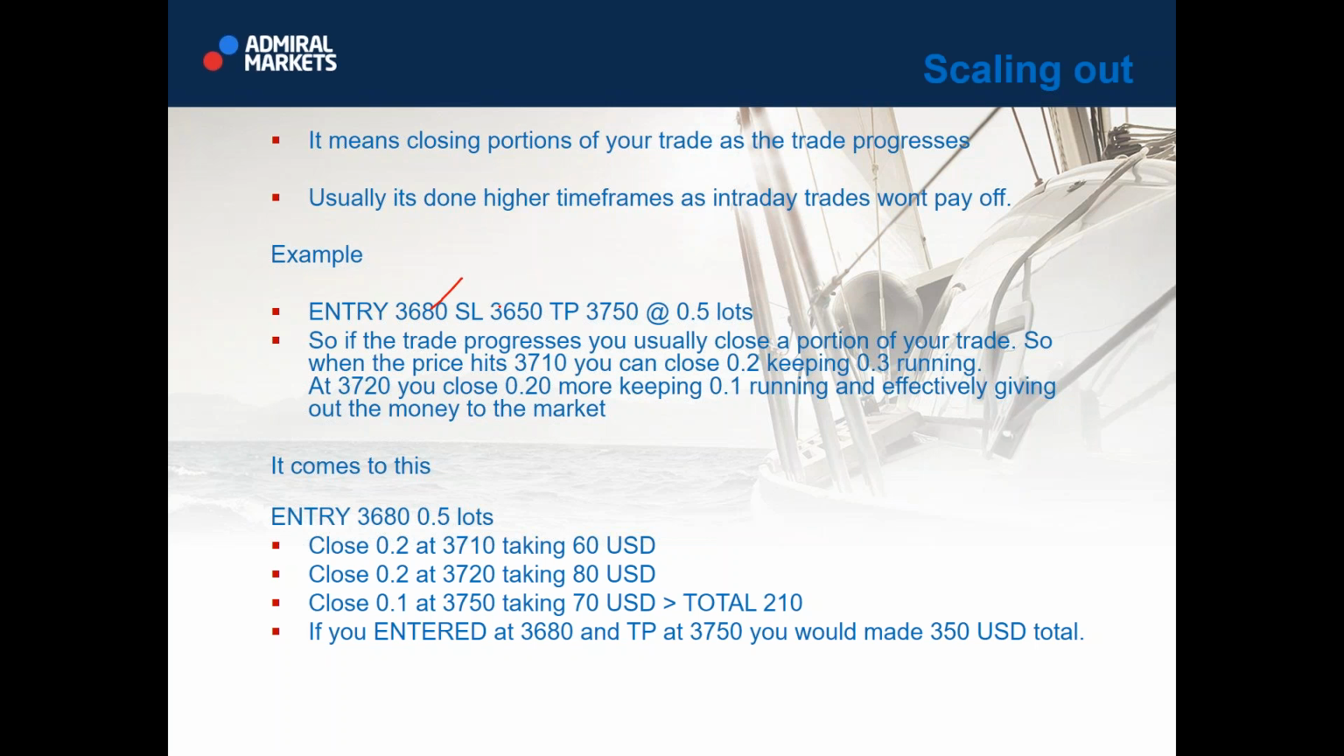Entry is 36.80, stop loss 36.50, target 37.50, you enter with 0.5 lots. Let's say price hits resistance at 37.2, you can close 0.2, keeping 0.3 running. At 37.2, you close 0.2, keeping 0.1 running, and effectively giving out the money to the market. So scaling out is just a partial close into the market.